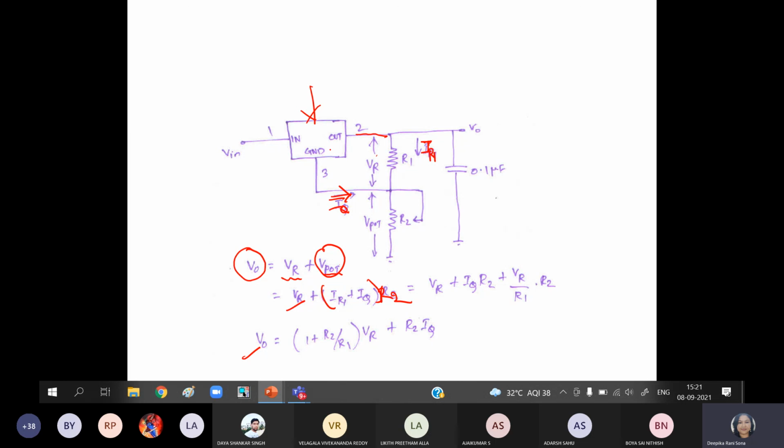You just focus upon module 2.5, except your log and anti-log amplifier concept. All 3 modules are coming in your CAT 1 exam.